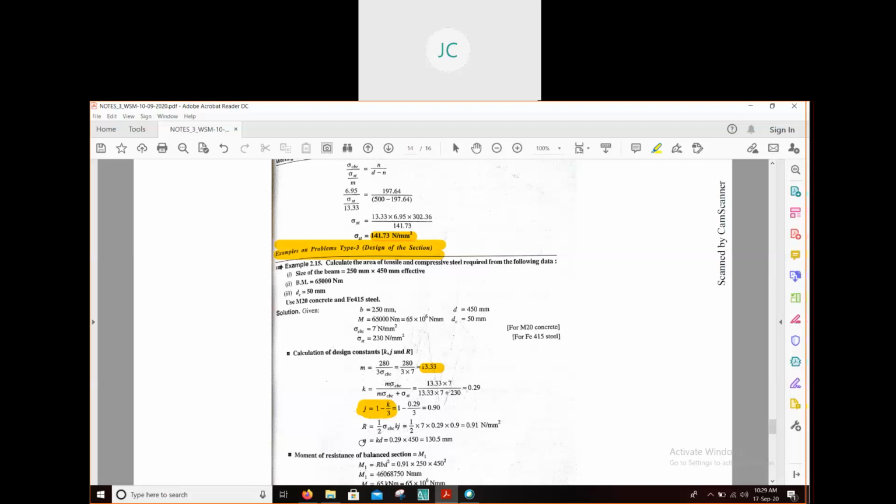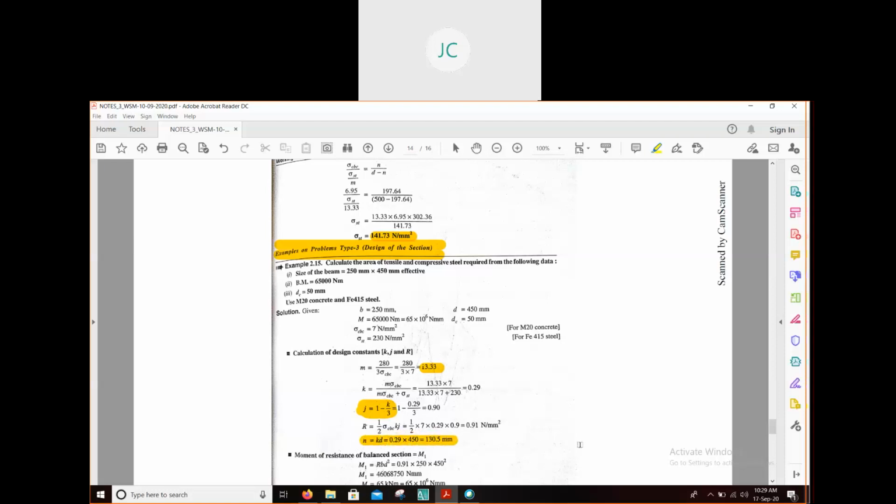Now we know that the depth of neutral axis equal to K into d, and this formula I have given you in the first class of this semester when I shared the first PDF. In the first PDF I have given you this formula. N equal to Kd. So put the value of K, put the value of d, you will get the value of actual neutral axis.